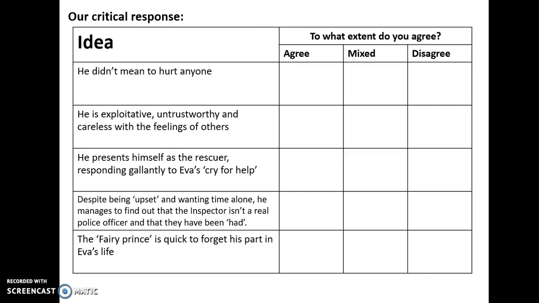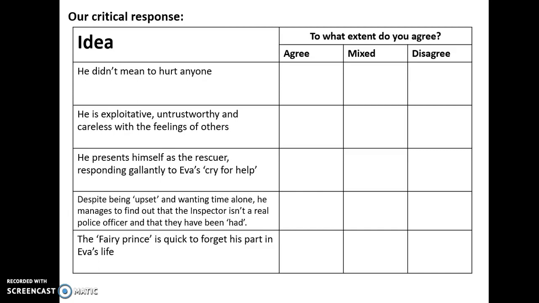Fourth idea. Despite being upset and wanting time alone, Gerald manages to find out that the inspector isn't a real police officer, and that they have been had. Now, is that true? To what extent do you agree or disagree with that statement? Pause the slide and make your choice.